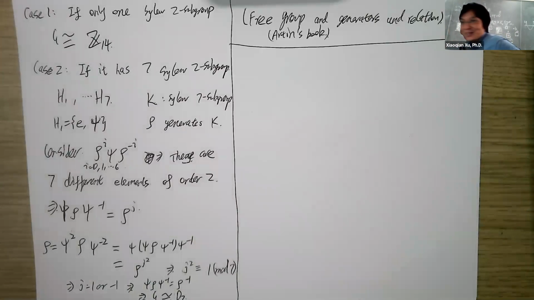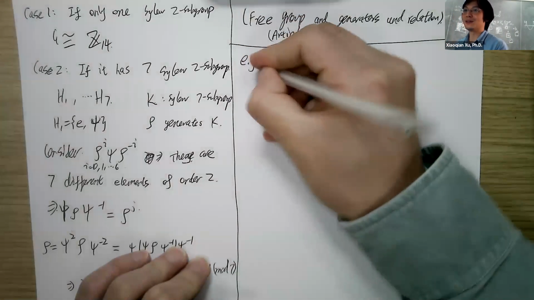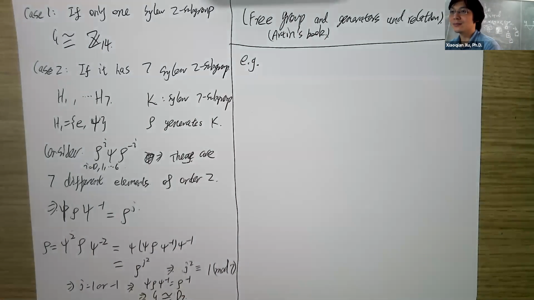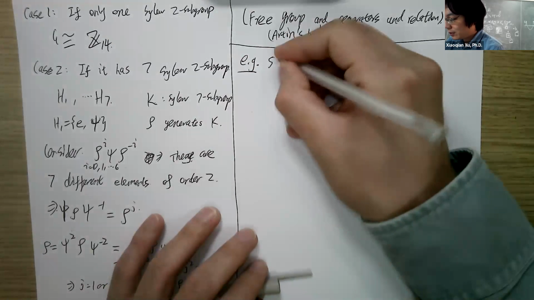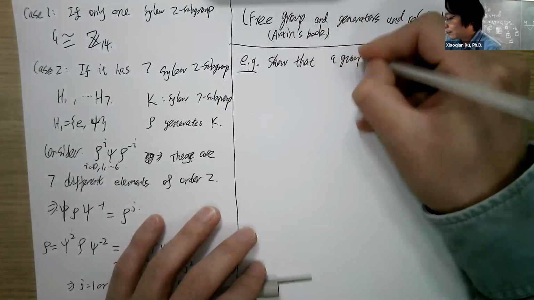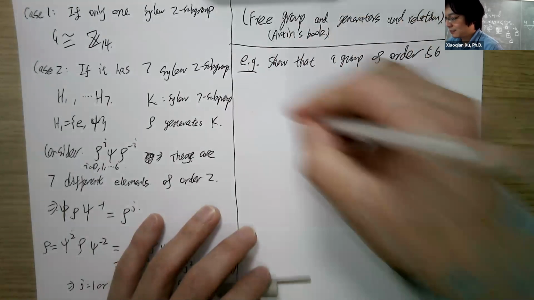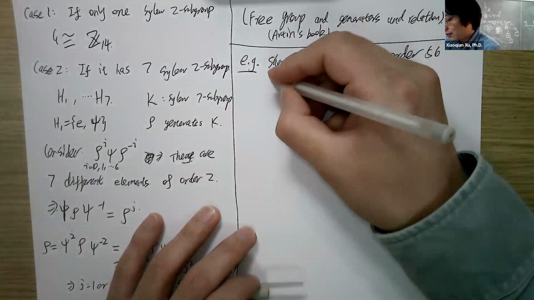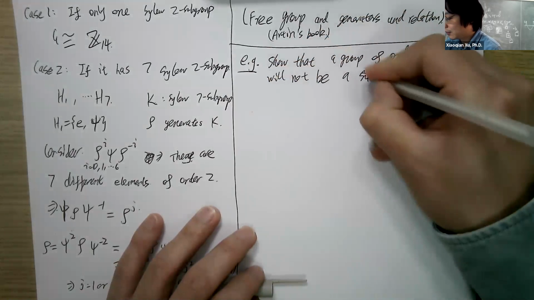Maybe let's see one easier example. Okay, maybe an easier example. So how about this? Show that a group of order 56 will not be a simple group.